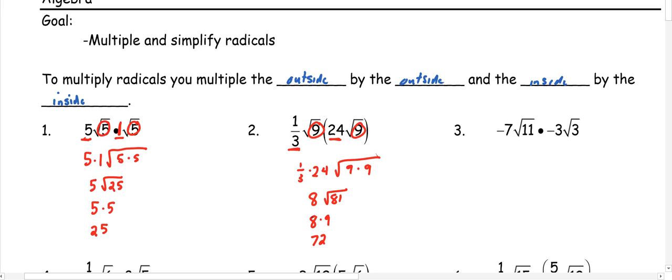Number 3, again, we're going to multiply the outsides together. So -7 times -3. And under the square roots, we have 11 times 3. So we get 21 root 33. Remember that 33 doesn't break down because we just multiplied the numbers 3 and 11, and neither of those have other factors, so this is already prime and already simplified.